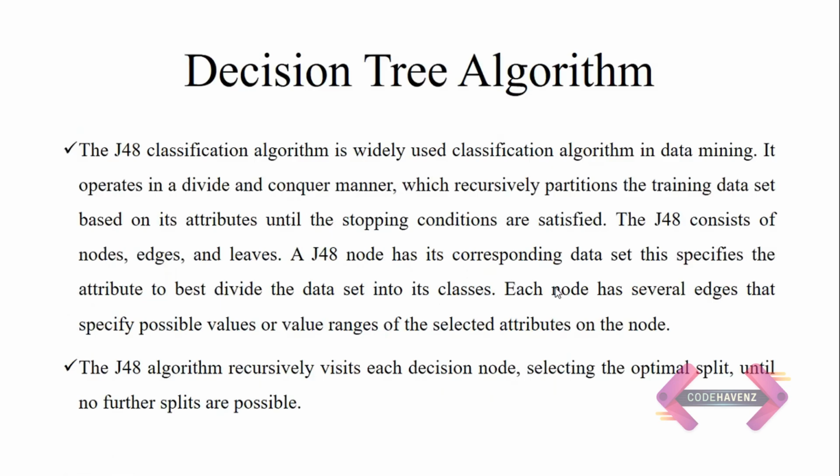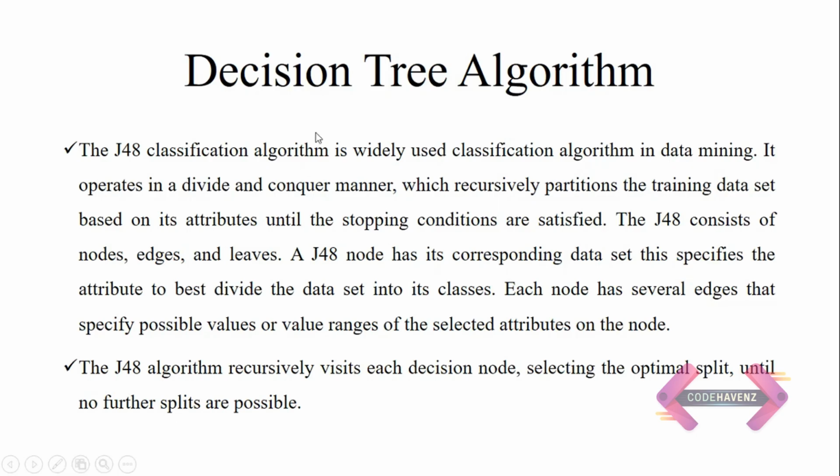Now, what is decision tree? Decision tree is basically the most widely used classification algorithm in data mining. It operates on the principle of divide and conquer, which recursively partitions the training sets based upon its attributes until the stopping condition is satisfied. The J48 data classification algorithm basically consists of nodes, edges, and leaves. A J48 node has its corresponding dataset which specifies the attribute to best divide that dataset into its classes. What exactly will it do?